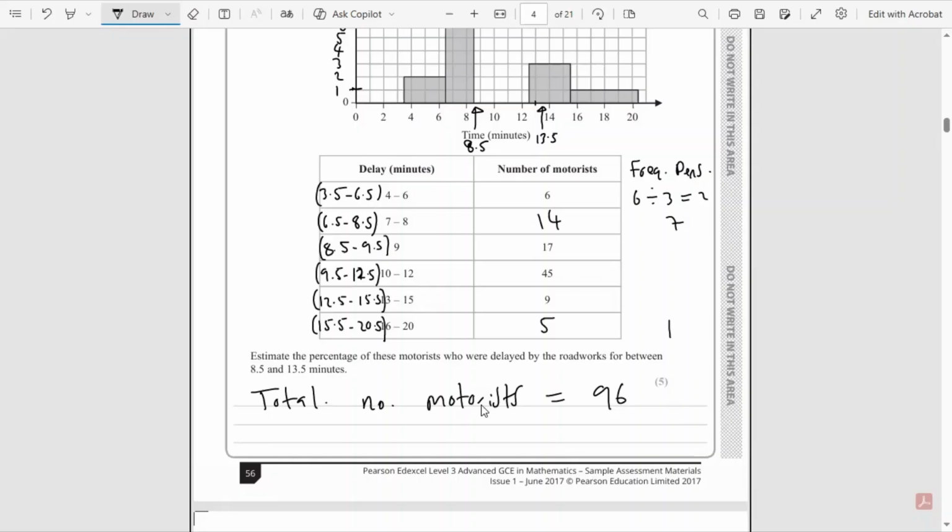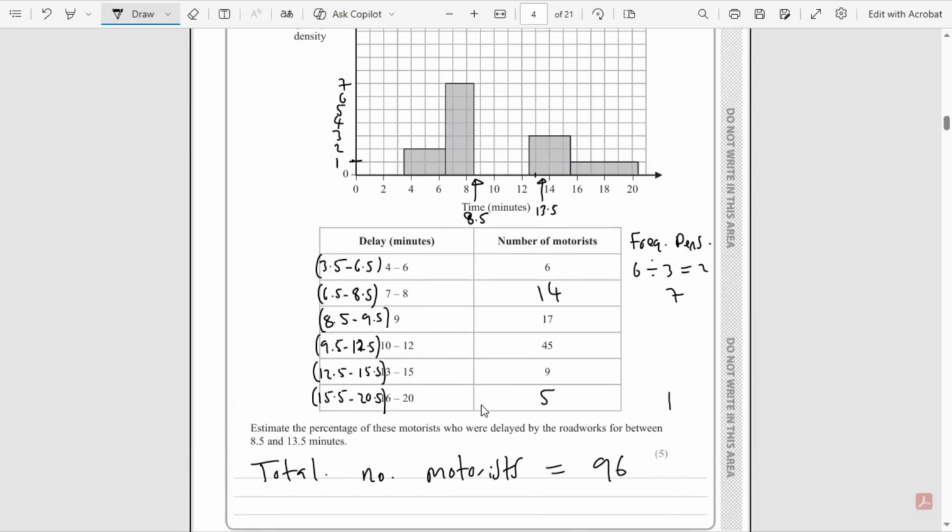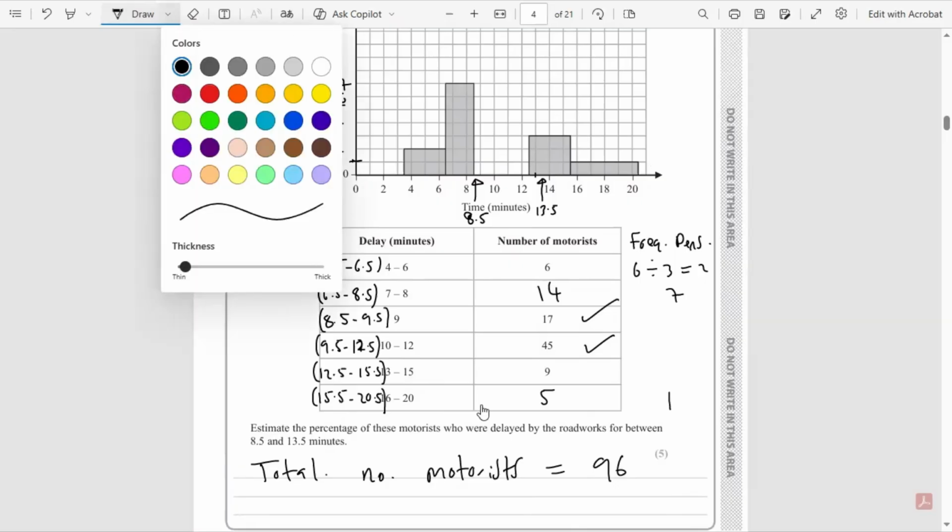Great. So again, we're looking for an estimate of the number of motorists between 8.5 and 13.5. Now we know from 8.5 to 9.5, that's 17. So we want 17 there. From 9.5 to 12.5, that's 45. So we're going to want the 45 people there. And then we're going from 12.5 to 13.5.